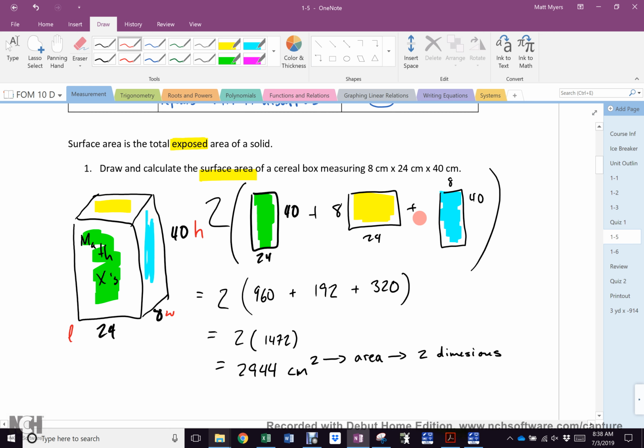When you see the formula for this, and you're going to write it down anyway, isn't this 40 times 24, H times L, according to my drawing? And isn't 8 and 24 length and width, according to my drawing? And isn't 8 and 40 height and width, according to my drawing? So that would be the formula: HL plus LW plus HW, times 2.